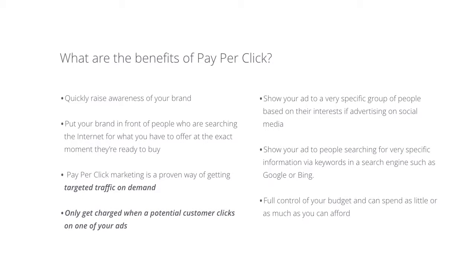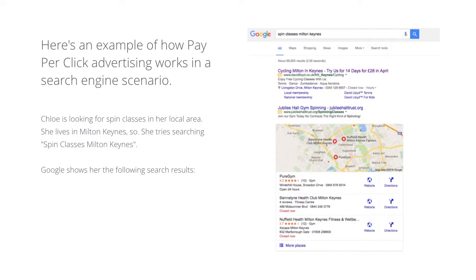As I previously pointed out, you only get charged when a potential customer clicks on one of your ads, and you can show your ad to a very specific group of people based on their interests, especially if you're advertising on social media. You can show your ad to people searching for very specific information via keywords in a search engine such as Google or Bing, and you get full control of your budget, and you can spend as little or as much as you can afford. This makes pay-per-click advertising so much more attractive and cost-effective in comparison to traditional media such as display ads in magazines and newspapers.